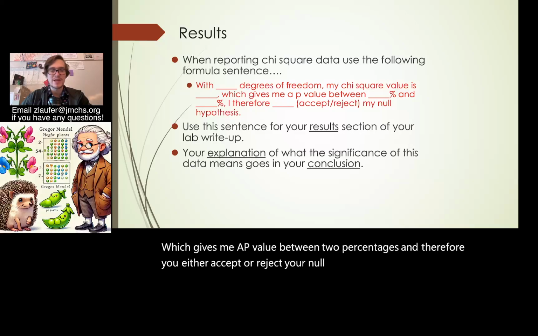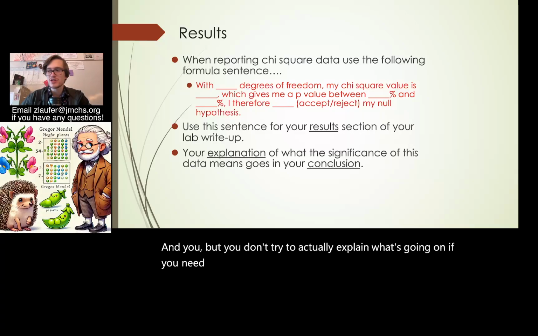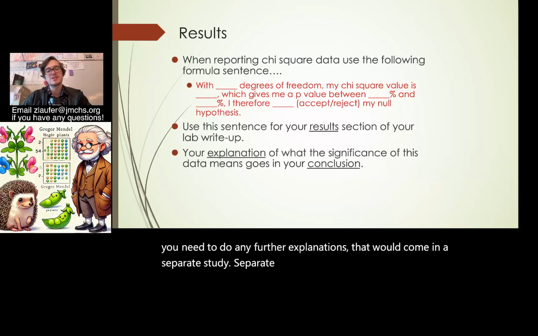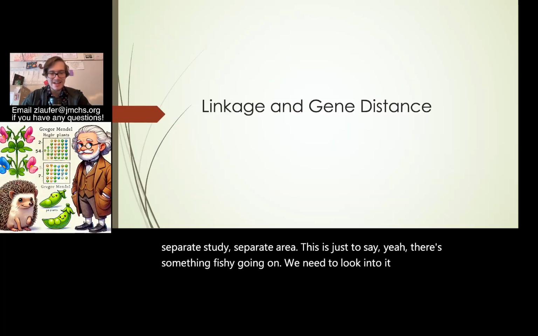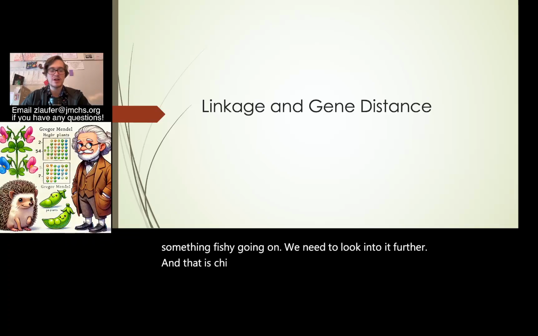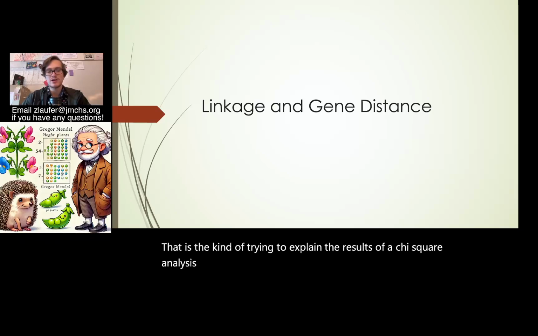But you don't try to actually explain what's going on. If you need to do any further explanations, that would come in a separate study, separate area. This is just to say, yeah, there's something fishy going on. We need to look into it further. And that is chi-square. I am not going to go over linkage and gene distance in this. That is the kind of trying to explain the results of a chi-square analysis, and that'll be in the next video.